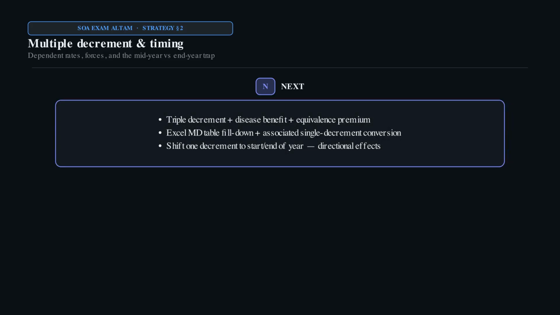Plausible next variance: a triple decrement with a disease-specific benefit and equivalence premium, an Excel multiple decrement table filled down with associated single decrement conversion, or shifting one decrement to the start or end of the year and asking for directional effects. Drill Fall 2024 Question 2 with this checklist in hand.